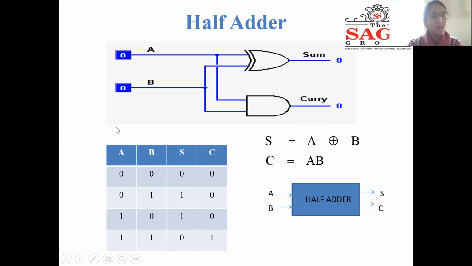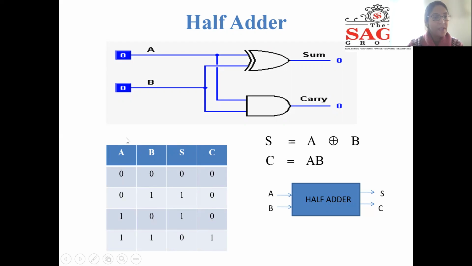From the rules of binary arithmetic, we'll form the truth table for the half adder. Let us take 0, 0: sum will be 0, carry will be 0. 0 plus 1: sum will be 1, carry will be 0. 1 plus 0: sum will be 1, carry will be 0. 1 plus 1: sum will be 0 and carry will be 1.